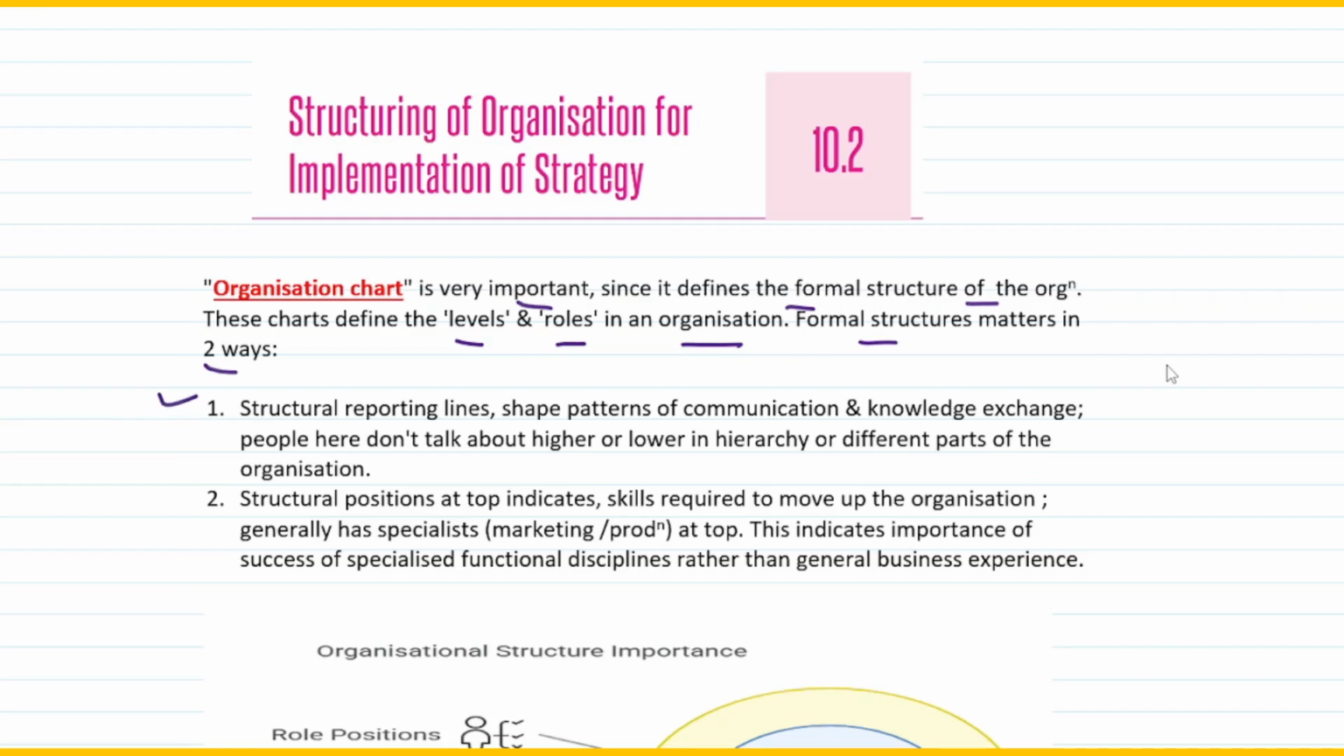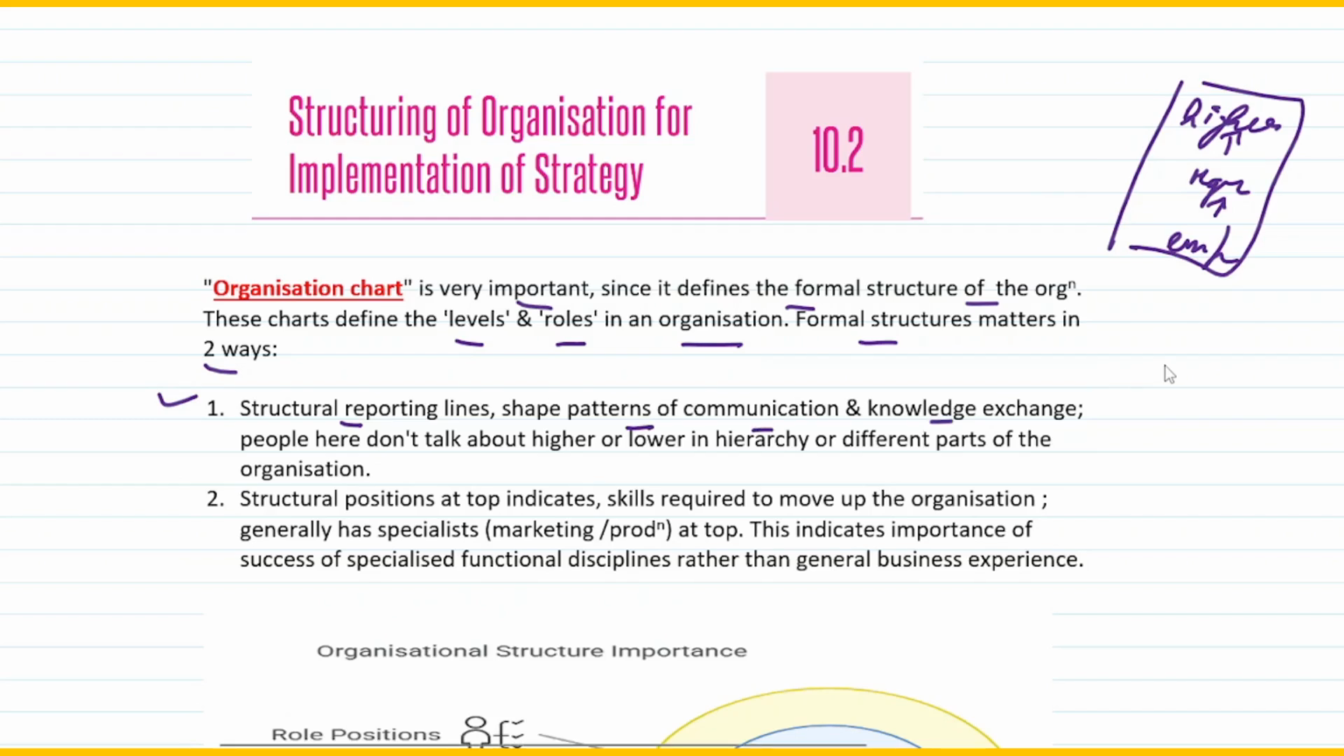First of all, structural reporting lines. That means reporting lines. Reporting lines means what? There will be an employee and he needs to report to his manager, and the manager in turn will report to whom? He will report to the higher management or the corporate structure. So that's what a reporting line is like. Whenever you talk about structural reporting lines, they basically shape the patterns of communication, as in the way that you're going to communicate to the higher authorities, and the knowledge exchange, as to what is the information that you want to pass on.